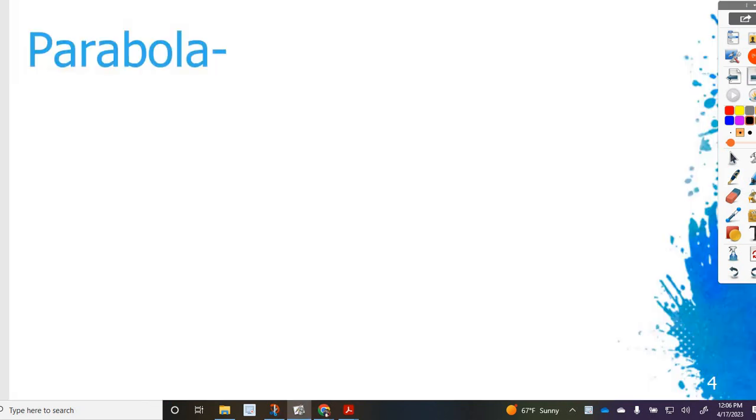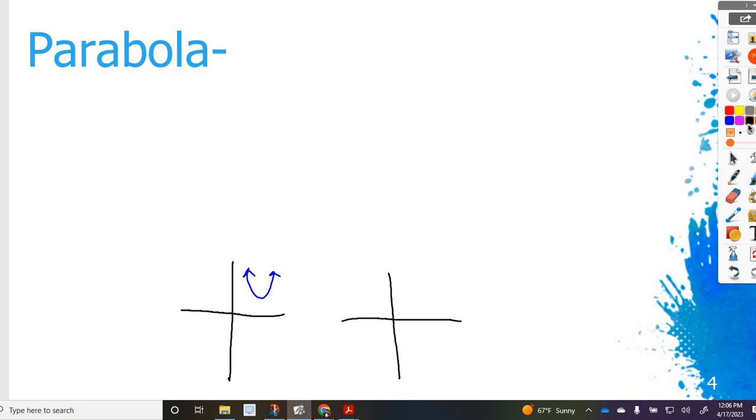So, a parabola. Before, we defined a parabola as just the graph of a quadratic. Like I said, we want to get away from functions. So remember that the graph of a parabola is kind of our U-ish shape. The nice thing about a parabola is that it's symmetric, okay? And that's what bases our definition on.